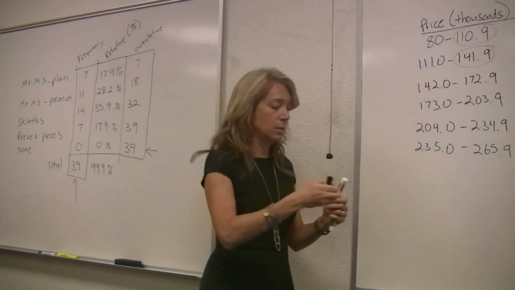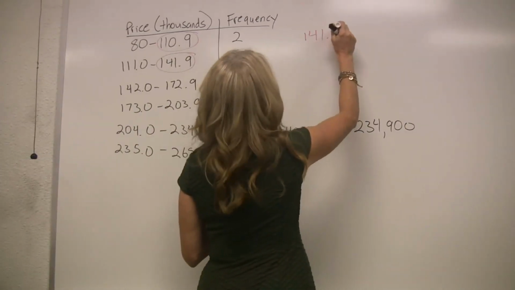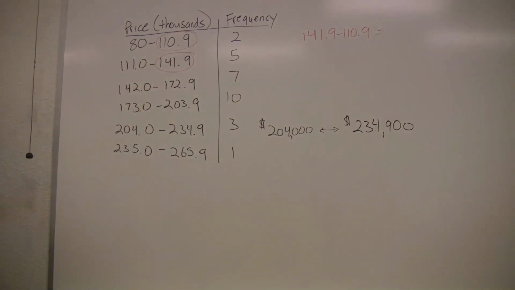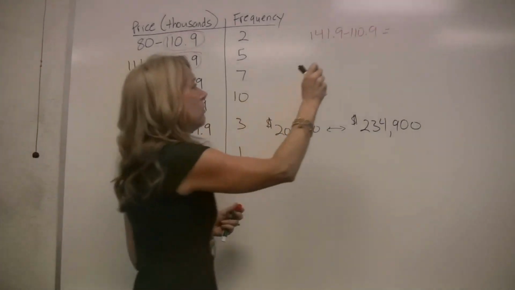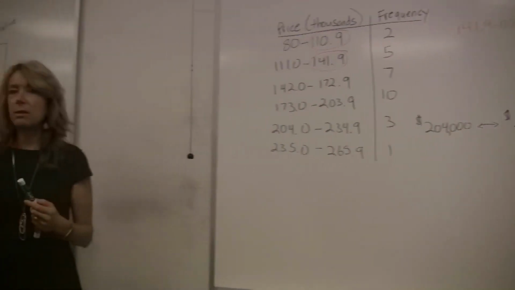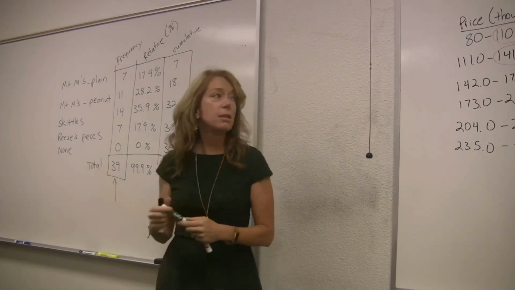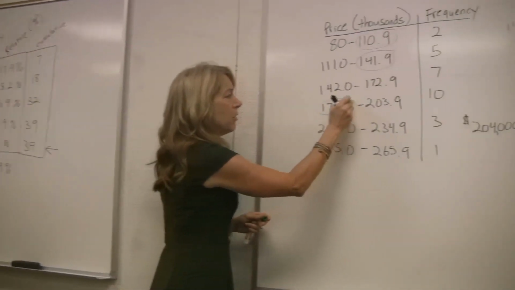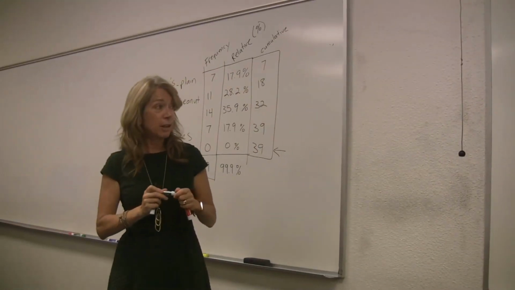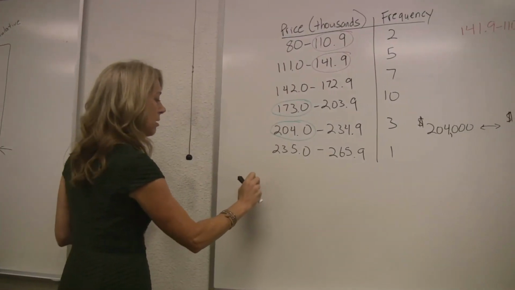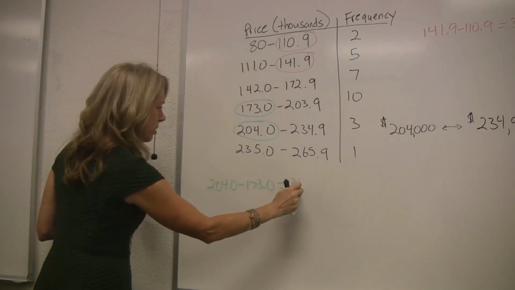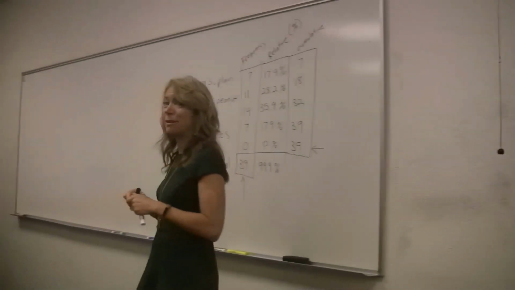If we subtract those, 141.9 minus 110.9, what do you get? 31. My red pen is not showing up. I have to switch colors. We agree that's 31? If we took the actual definition that said use lower class limits, maybe I would pick the 173.0 and the one right after it. Consecutive means one right after the other. It doesn't matter which one you pick. If I took those two and subtracted, I still get 31. I hope. I better. Not someone made the table wrong.